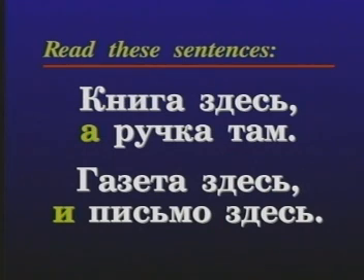Look at the second sentence and explain the use of the conjunction «и». The same location for both objects. The newspaper is here and the letter is here. Газета здесь и письмо здесь. Complete similarity. Ну, хорошо. Just remember that the Russian language makes a big deal about contrast and similarity. And we have the conjunction «и» to show similarity and the conjunction «а» to bring out the contrast.